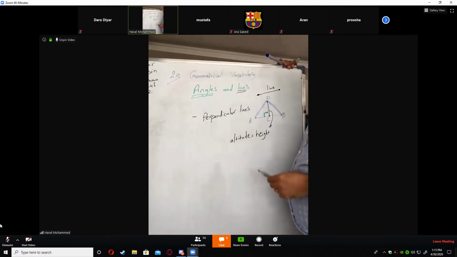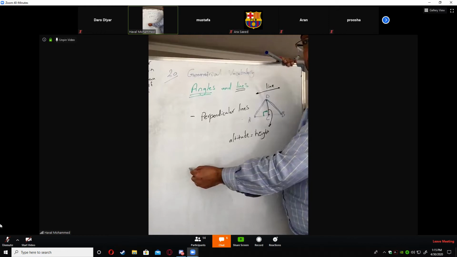Okay. Now this is the perpendicular line. The next one is a parallel line.